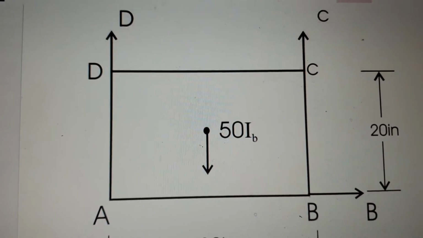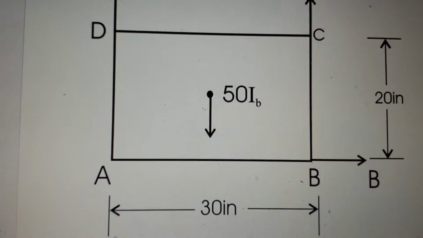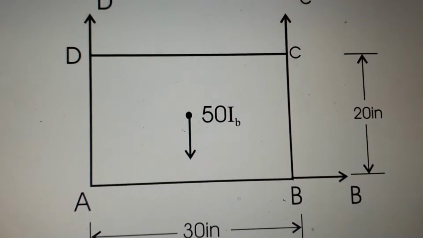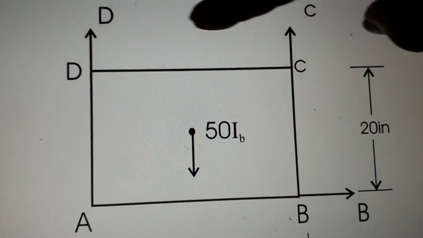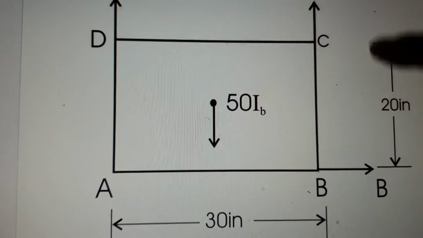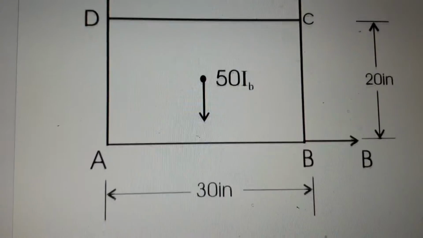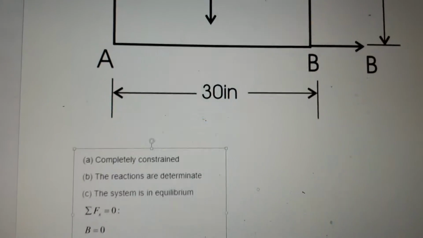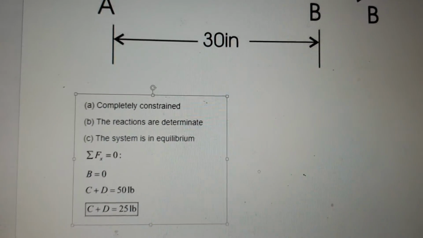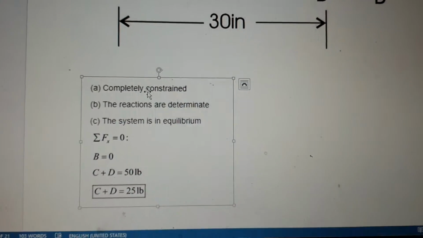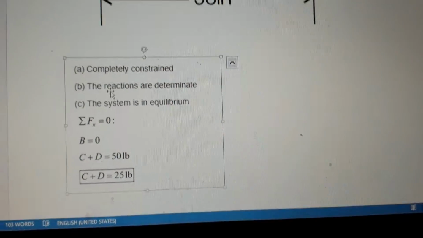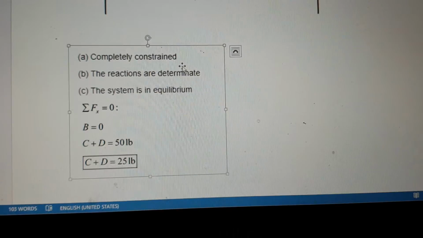Again, you have one tension at C, one tension at D, and one tension at B. You can see it over there. One here, and one here, and 20 inch, 23 inch, and 50 pounds. It's the weight in the center. You have three equations and three unknowns, so it's completely constrained. The reactions are determinate because you can solve for the reactions.